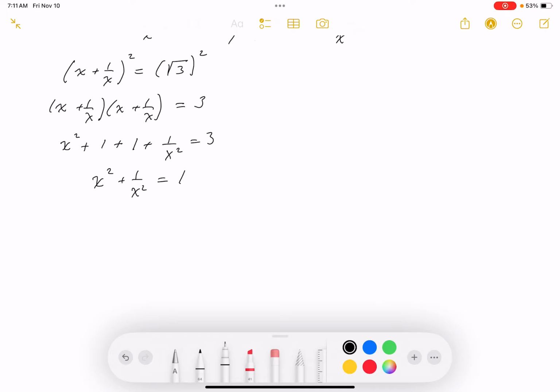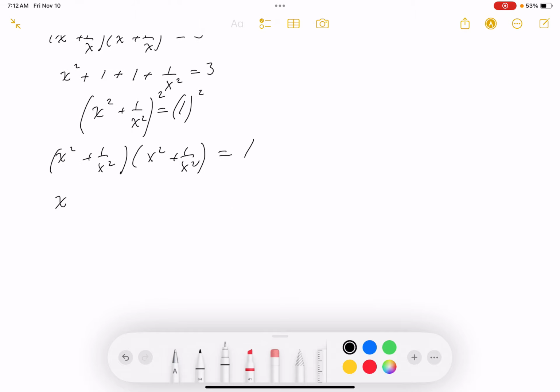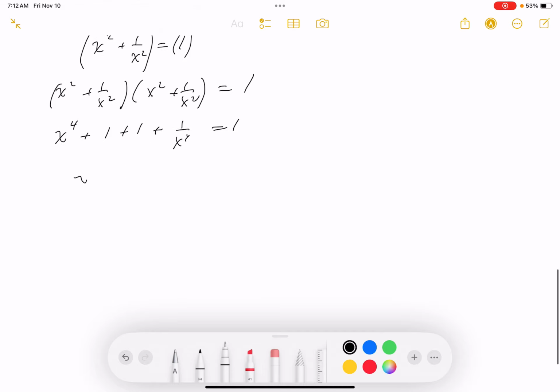Well, let's do that. Let's square it again. So we're going to square both sides. And what are you going to get? x squared plus 1 over x squared times x squared plus 1 over x squared. And 1 squared, fairly simple, just 1. What do you get there? We get x to the 4 plus 1 plus 1 plus 1 over x to the 4, and that equals 1. And again, I notice that x to the 4 plus 1 over x to the 4, well, 1 plus 1 is 2, and subtract that away from 1, you get minus 1.